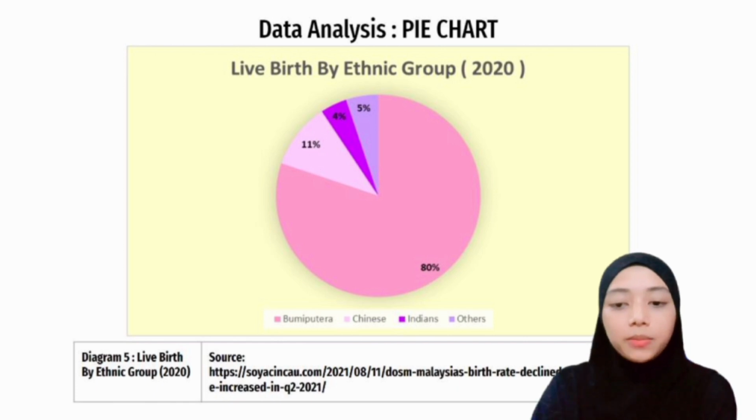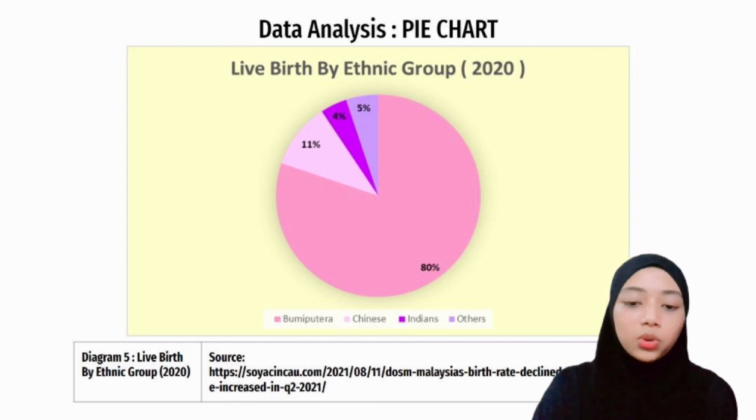It can be seen that the majority of live births by ethnic group in 2020 were Bumiputera, whereas more than a third of live births were from Chinese. Thirdly, live births by ethnic group in 2020 from Indians were less than 1/10. It can be concluded that the highest ethnic birth in 2020 will be from Bumiputera, and Indians will have the fewest live births in 2020.